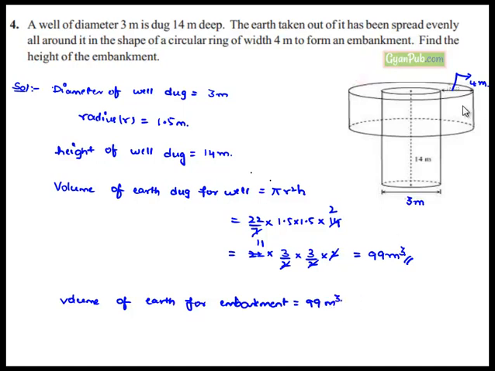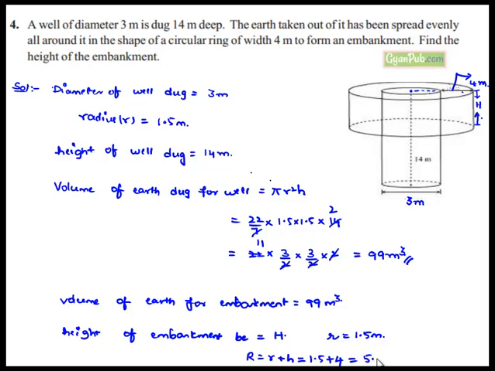Now he asked us to find the height of the embankment. Let the height of the embankment be capital H. Now if we observe here, let us consider from the center. This will be the height of the embankment. Now let us consider from the center. This will be the radius of the well, that is r is equal to 1.5 meters. Now the outer radius of the embankment is r plus h. So let the outer radius of the embankment be capital R is equal to r plus h, here let small h be the width, that is equal to r is 1.5 plus 4 meters, the width of the embankment. Therefore 1.5 plus 4 is 5.5 meters.